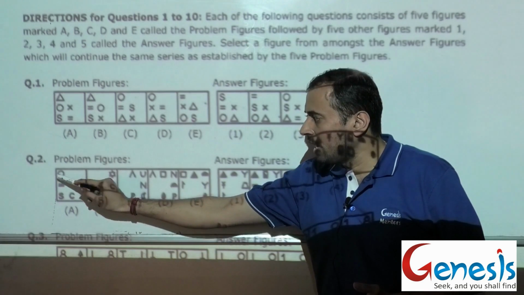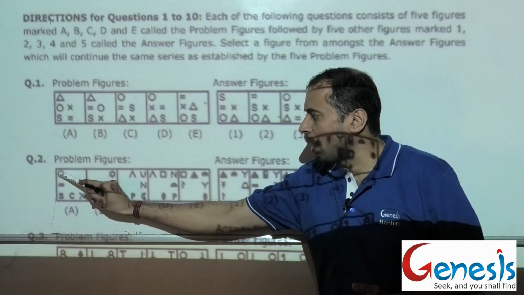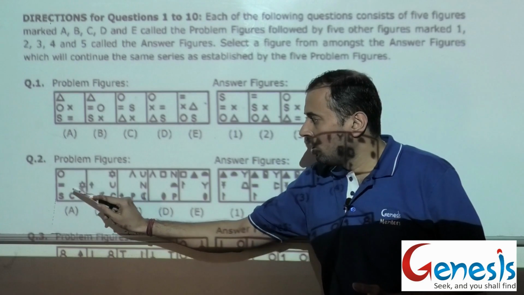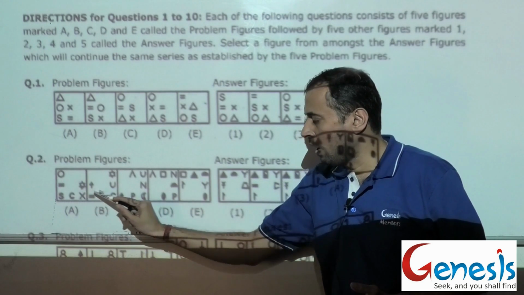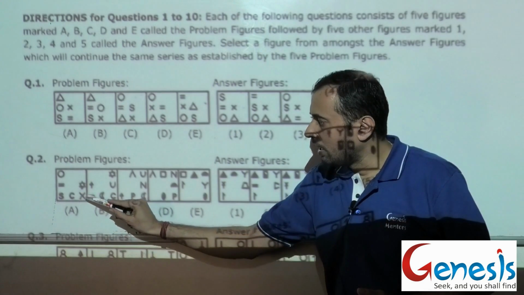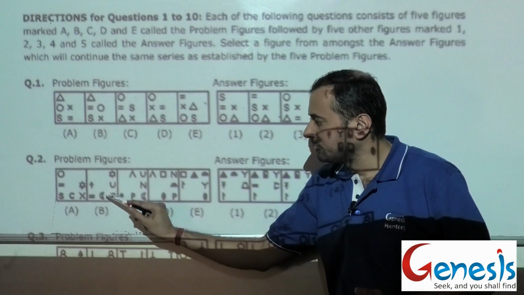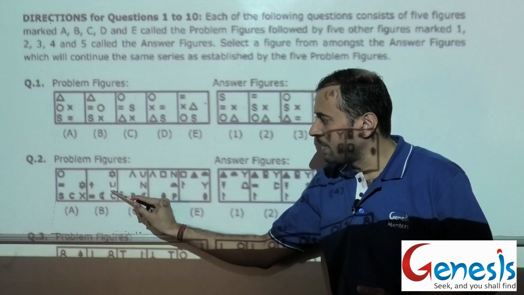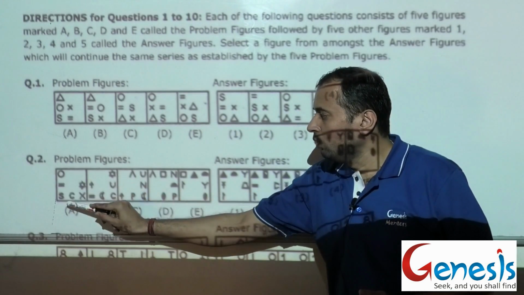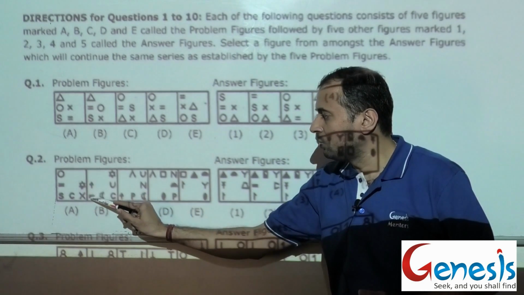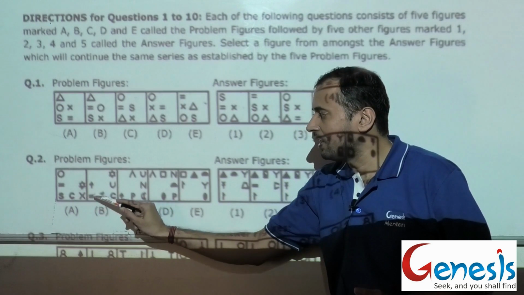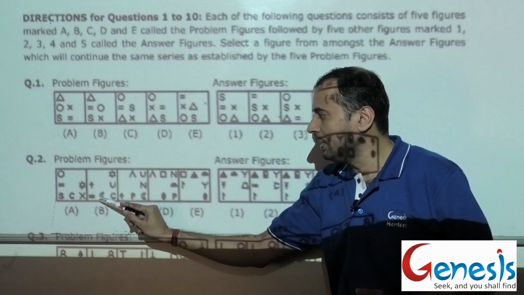So while numbering in anti-clockwise direction, if this is going to be object number 1, object number 1 has been replaced by a new object, object number 2 is intact, object number 3 is replaced by a new object, object number 4 is again intact, object number 5 is replaced by a new object, and object number 6 is intact. It means the objects at even places 2, 4 and 6 are intact, and the other objects, which are 1, 3 and 5, have been replaced by new objects.